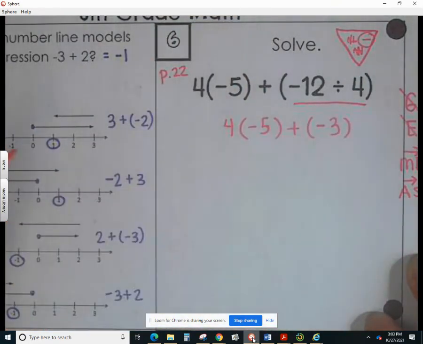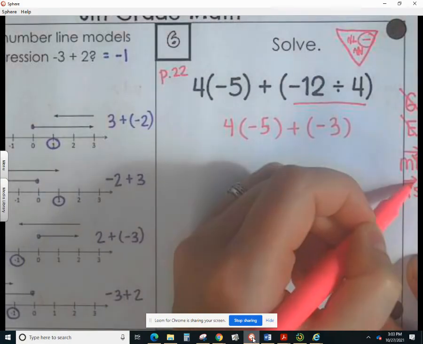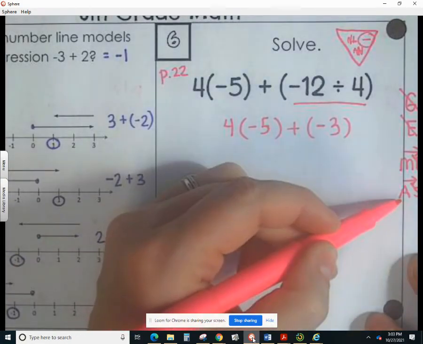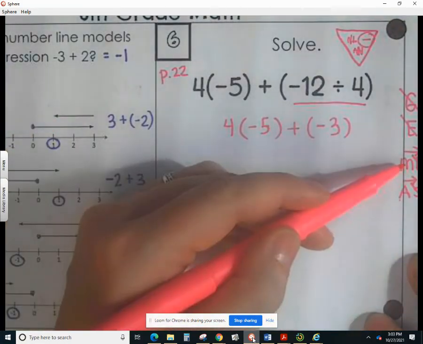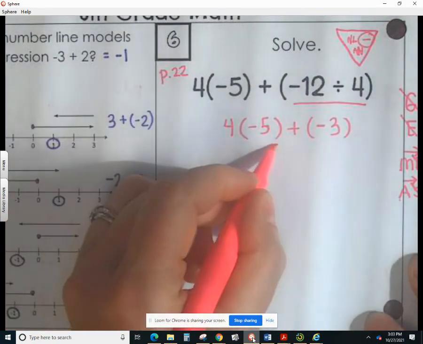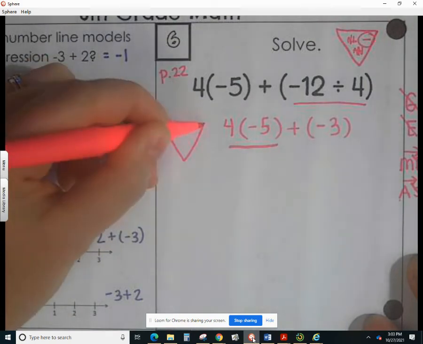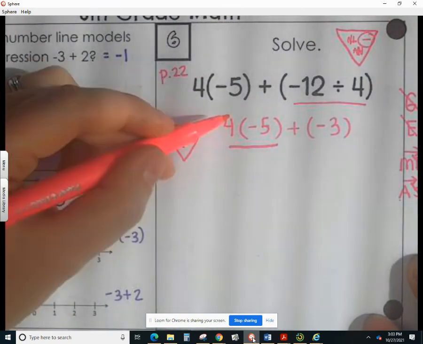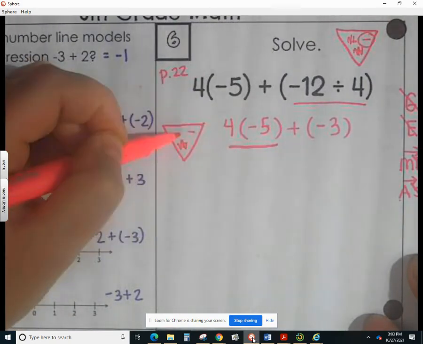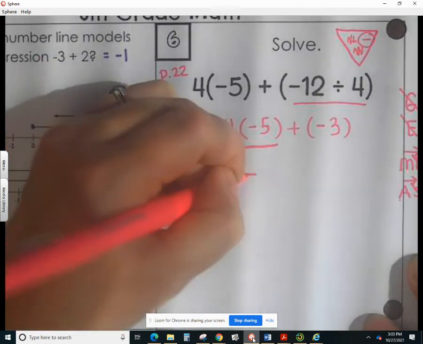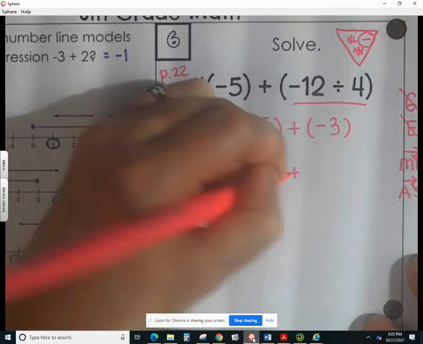We don't have any exponents. We don't have any division or subtraction. We have multiplication and we have addition. We always multiply before we add. So this right here is our multiplying. And again, we still have to follow our integer rules. So we need to make sure we do Dorito Man. A positive times a negative gives us a negative answer. So that's going to be negative 20.